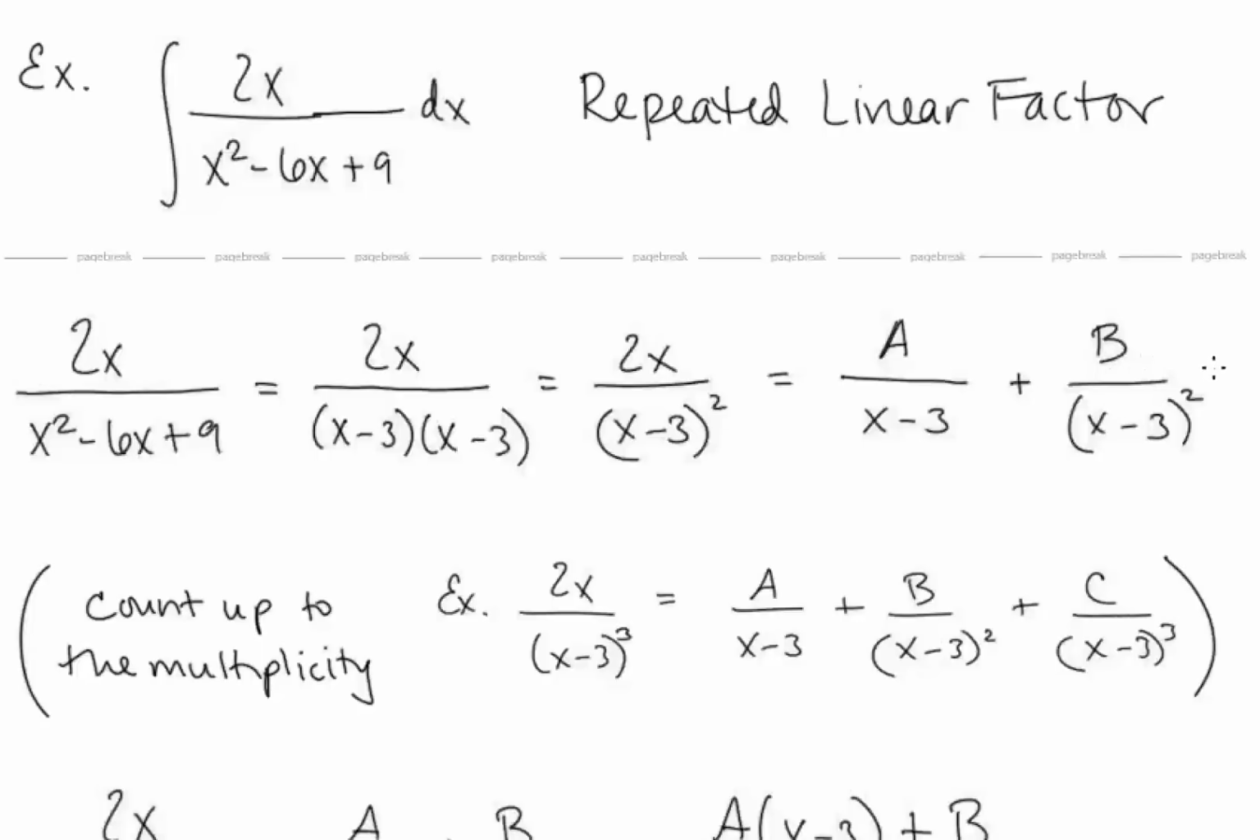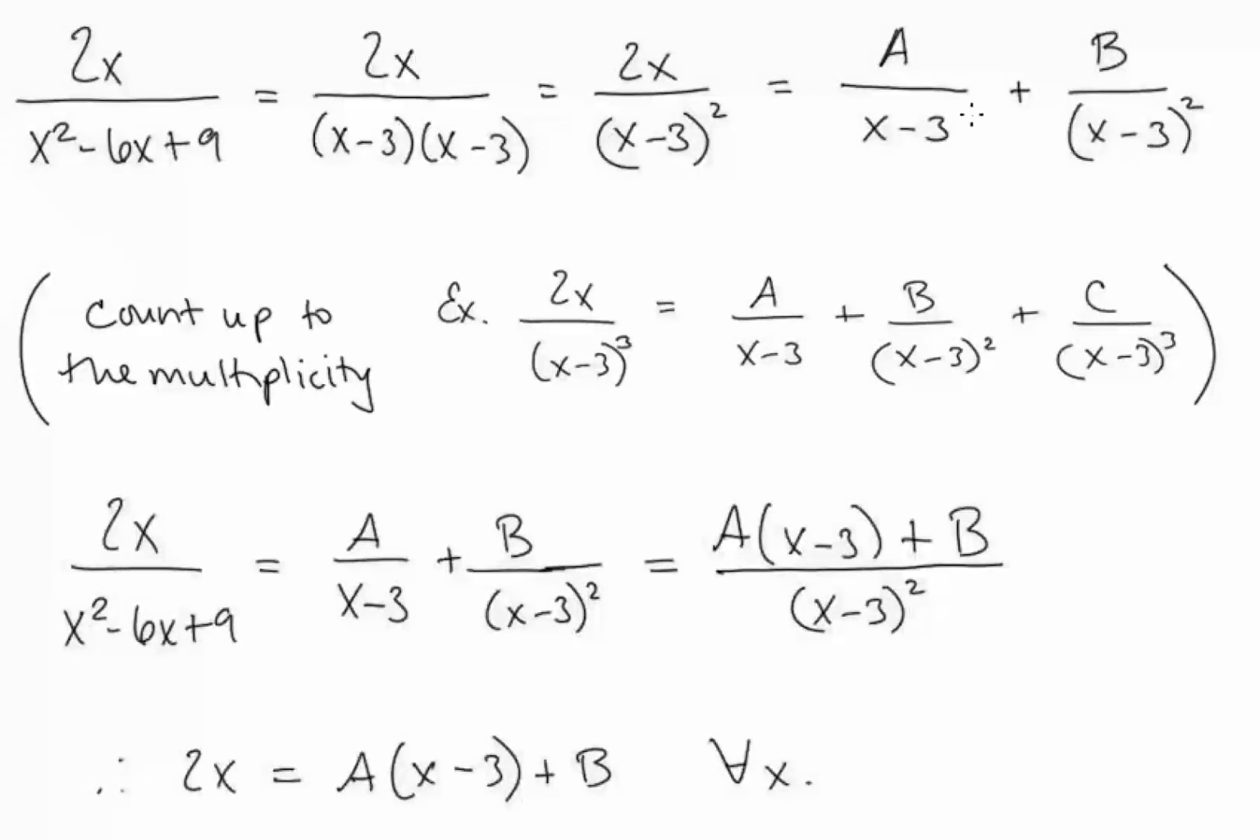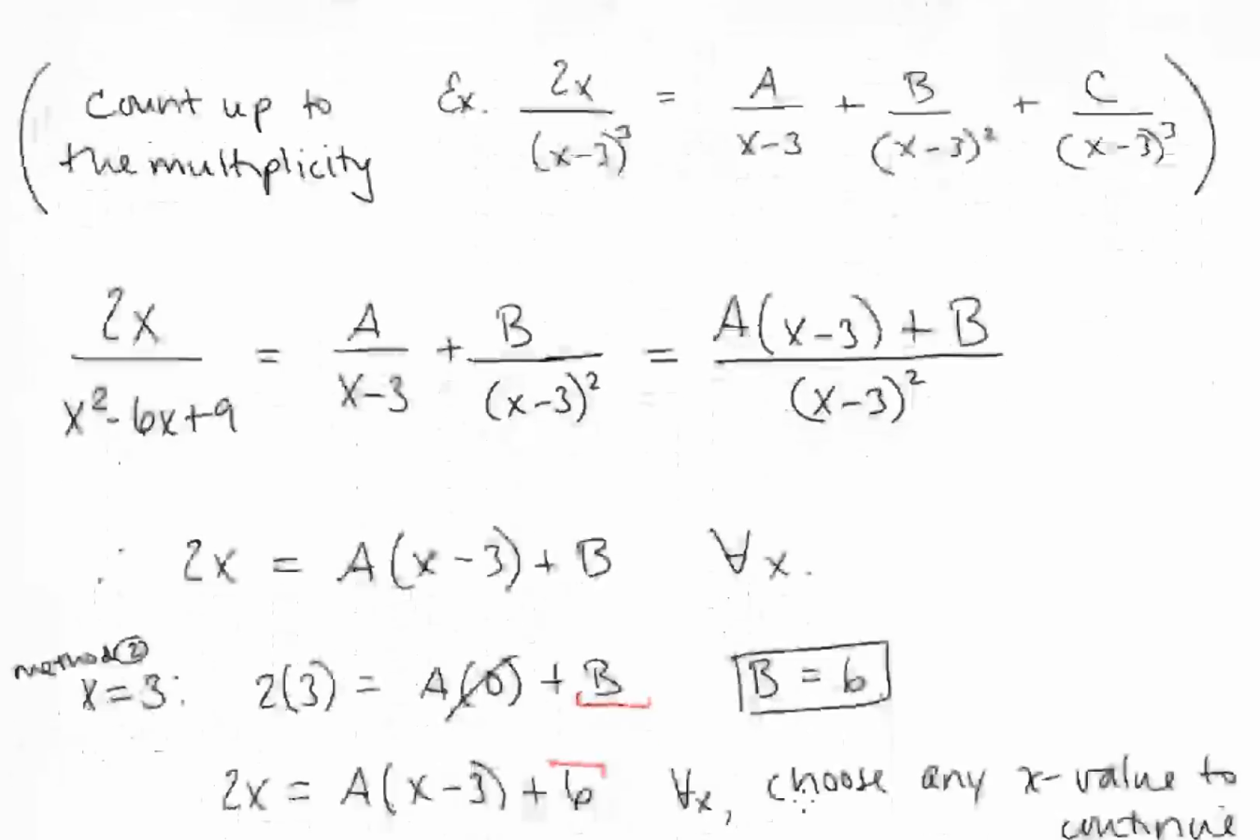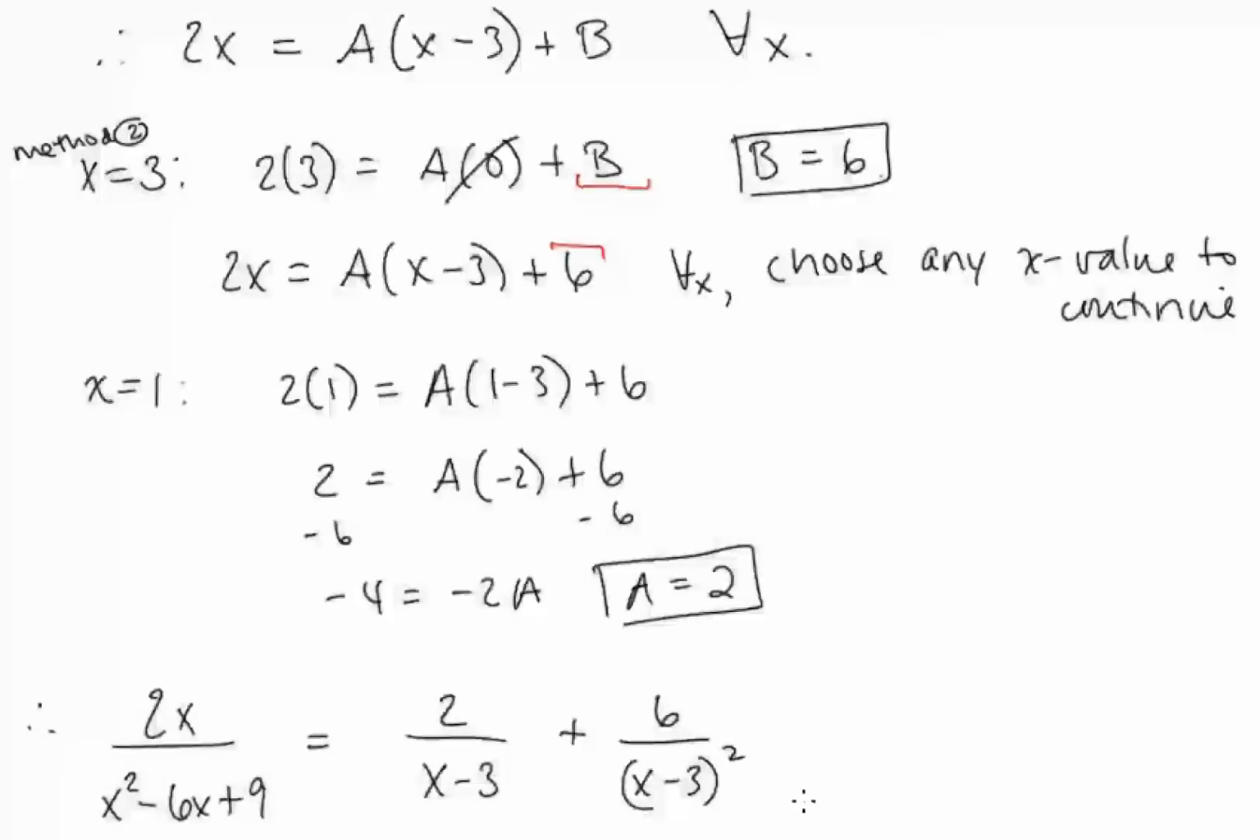And so we're here. So now let's combine our fractions here. So we need a times x minus 3 plus b in order to combine with that common denominator. And so this says that 2x must equal a times x minus 3 plus b for all x. So again, I'm going to use method 2 and find some convenient values for x. I see x equals 3 would be convenient because it'll make this term go to 0. So letting x equal 3, we have 2 times 3 is equal to a times 0 plus b. So b must equal 6.